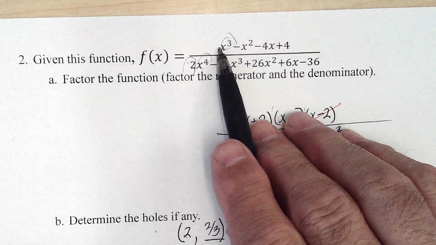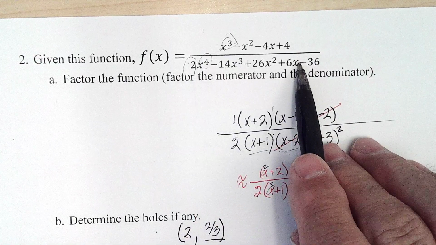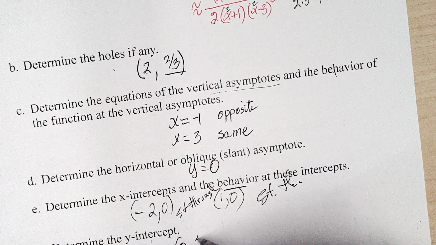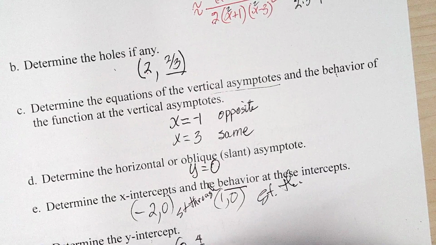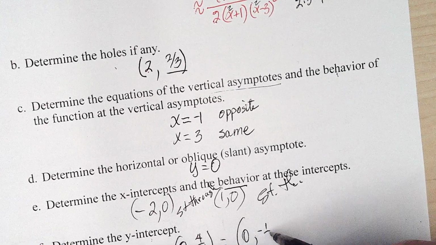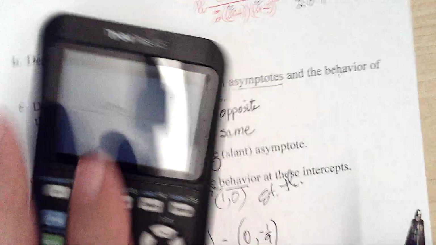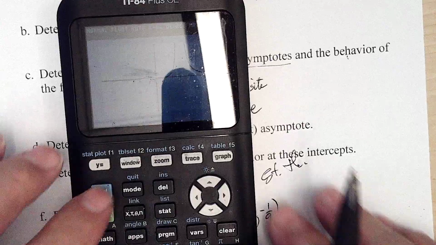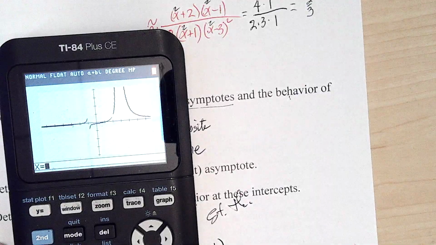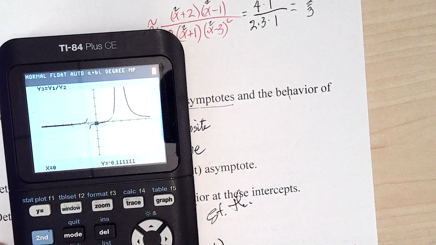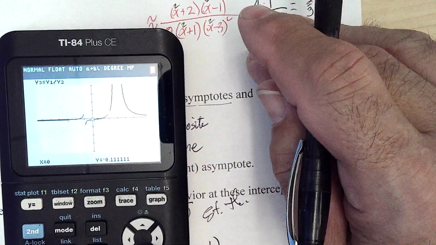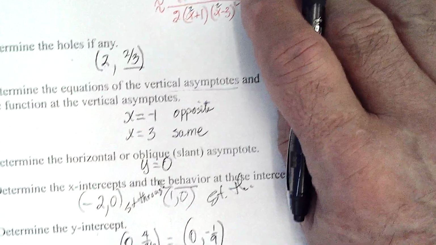Y-intercept. If I put 0 in for the x's, I get 4 on top, and I get -36 on the bottom. So I get 4 over -36, which is -1/9. You do it on the calculator and go second, calculate the value at x equals 0, it'll say -0.111111. 1 repeating is 1/9. 2 repeating is 2/9. 3 repeating is 3/9. So -1/9.